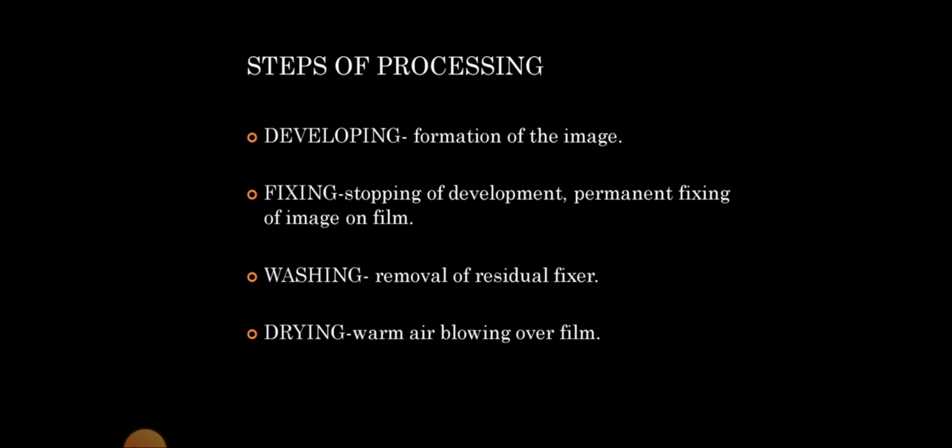Next is about the steps of processing: developing, fixing, washing, and drying. Developing means the formation of the image. Fixing is the stopping of development, or permanent fixing of the image, so that it will not be altered. We have to get a clear picture, so the image on the film should be fixed.